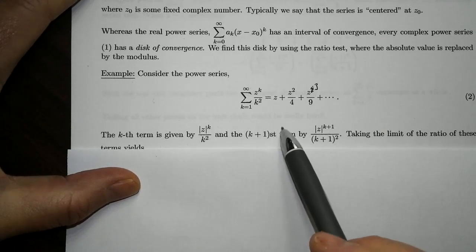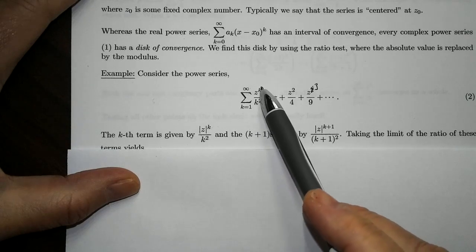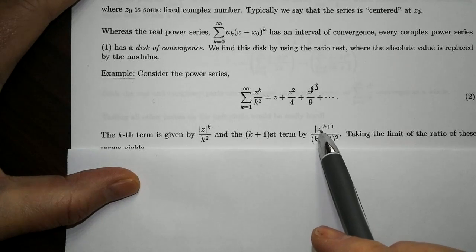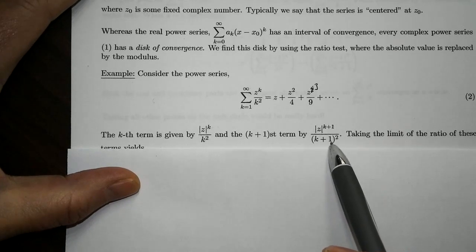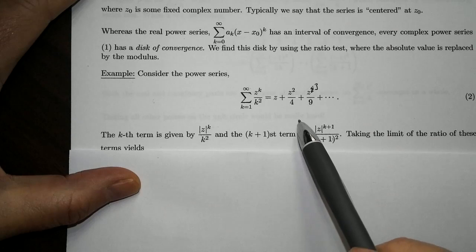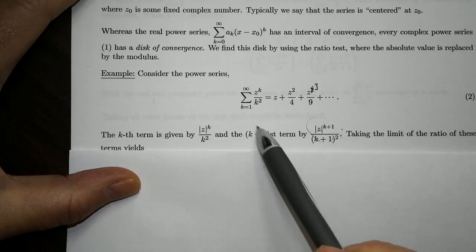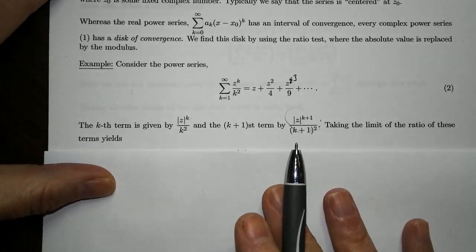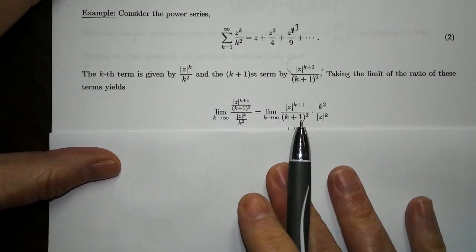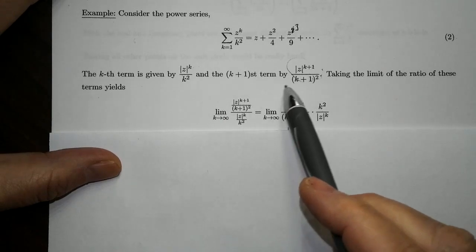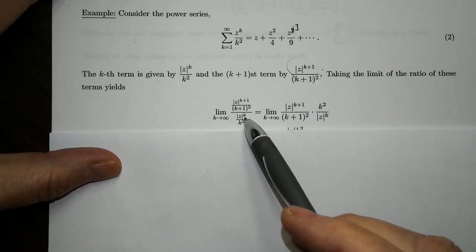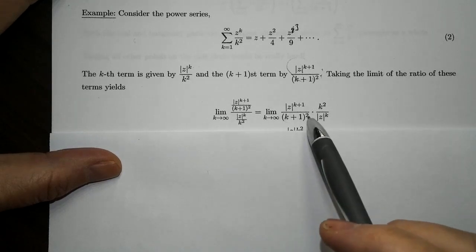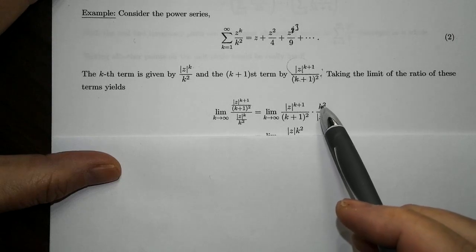The k plus first term is what I would obtain if I replaced every k here with k plus 1. So I would have the modulus of z to the k plus 1 over k plus 1 squared. Now we're going to take this term right here, and we're going to divide it by that term, and then we're going to take the limit, just like we did for the ratio test in calculus. So here's the k plus first term coming from there. Here's the kth term coming from there. So I take this fraction, divide by inverting and multiplying, and I get something like this.